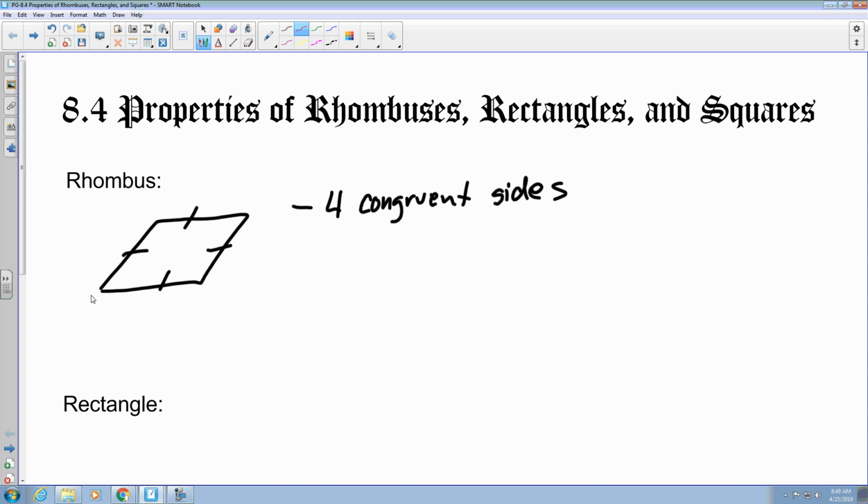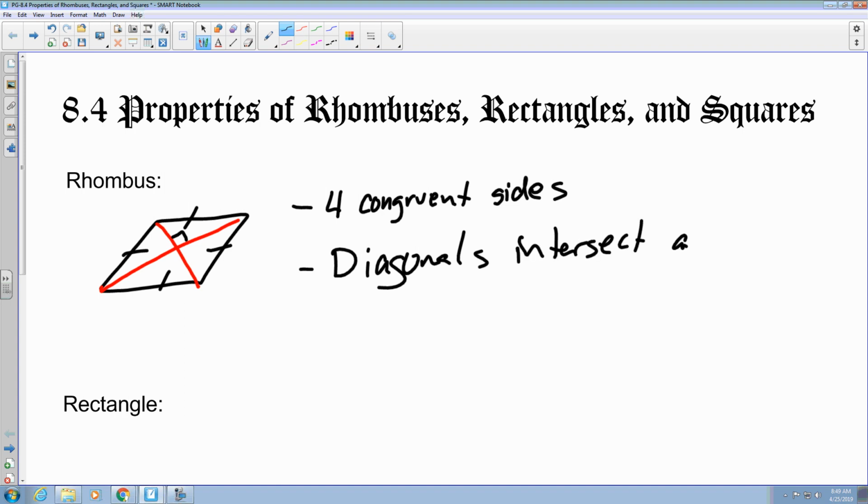The other big characteristic is when we look at the line segments in between them. If you have two diagonals, they are going to bisect just like the parallelogram, but they are also going to make a 90-degree angle. So you're going to say the diagonals intersect at 90 degrees. That's something that's different.